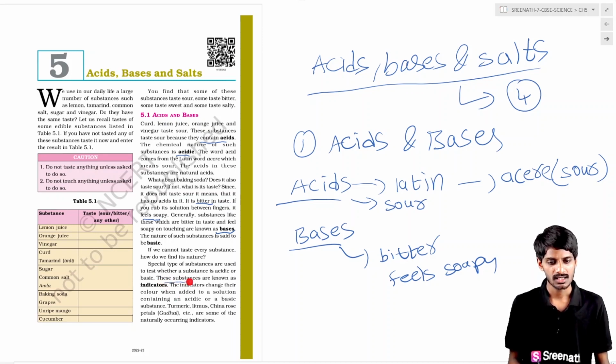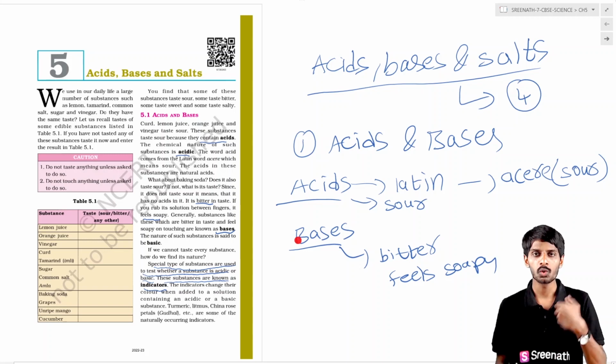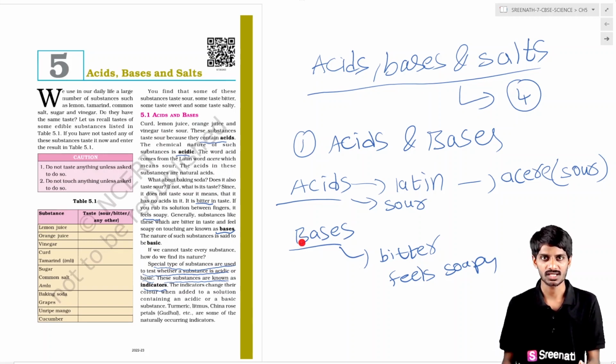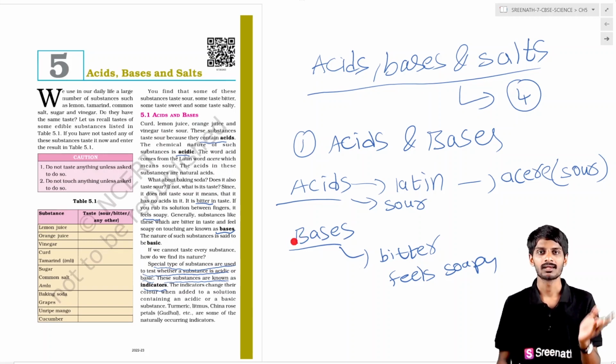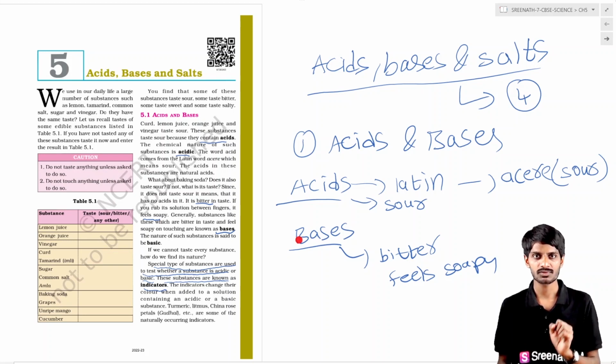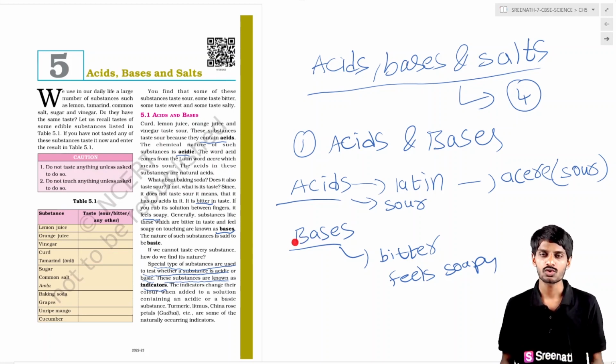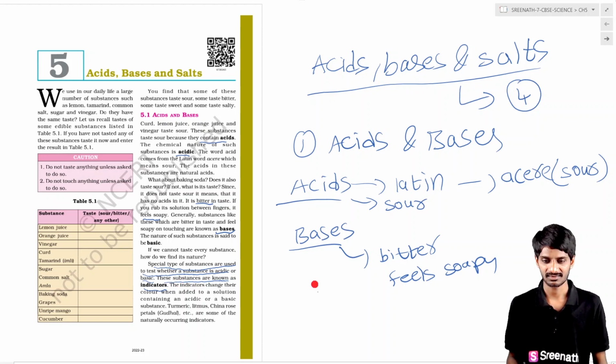These substances are known as indicators. Which substances? Special types of substances that are used to test whether a substance is acidic or basic. So we use some special substances to test whether the given sample substance is acidic or basic in nature. Those substances which are used for this test are called indicators.